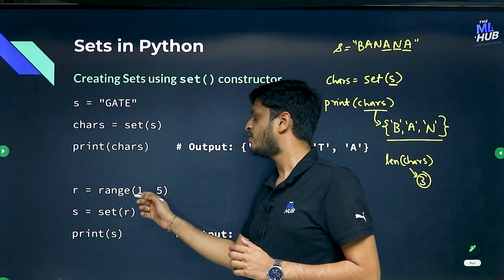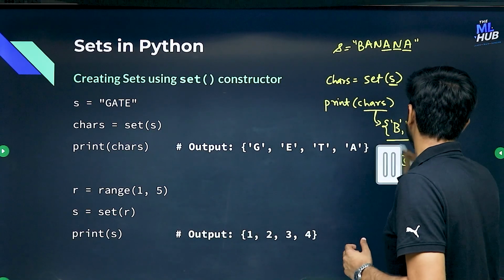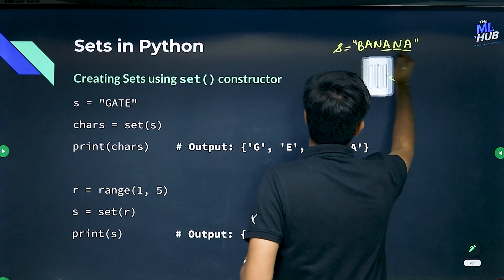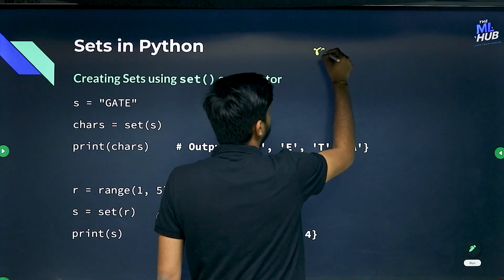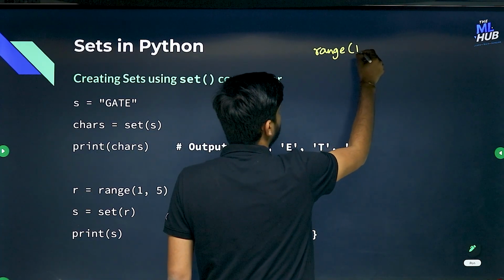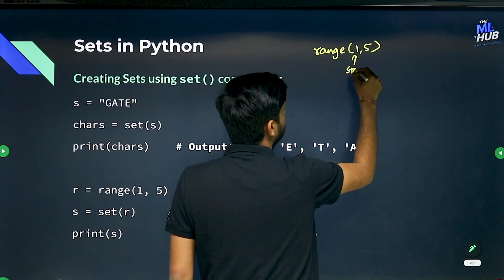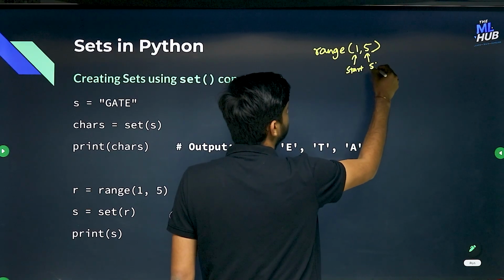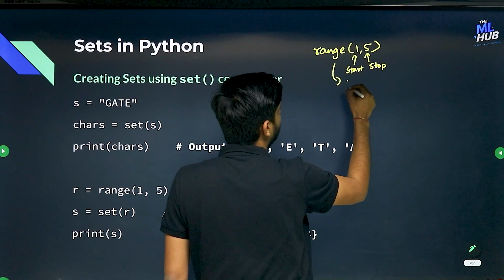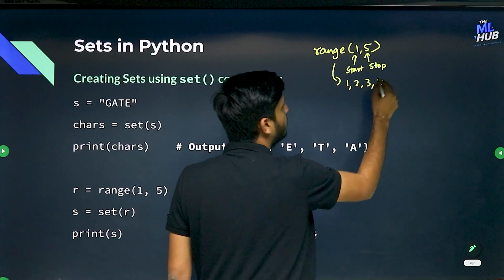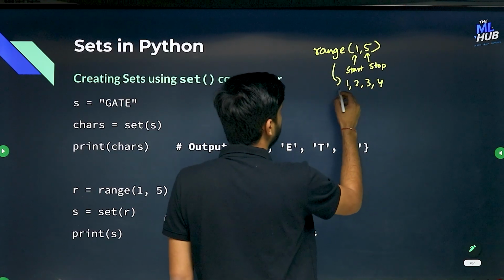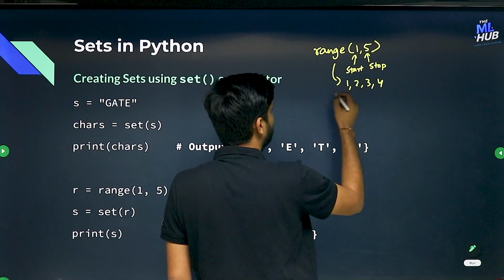Now similarly, let's say you have range 1, 5. Range 1, 5 is an iterable. Step size is not given, so step size is 1, start is 1 and stop is 5. So it means it can take values 1, 2, 3 and 4. Stopping point is exclusive. Now you are just entering all these iterable values inside a set.